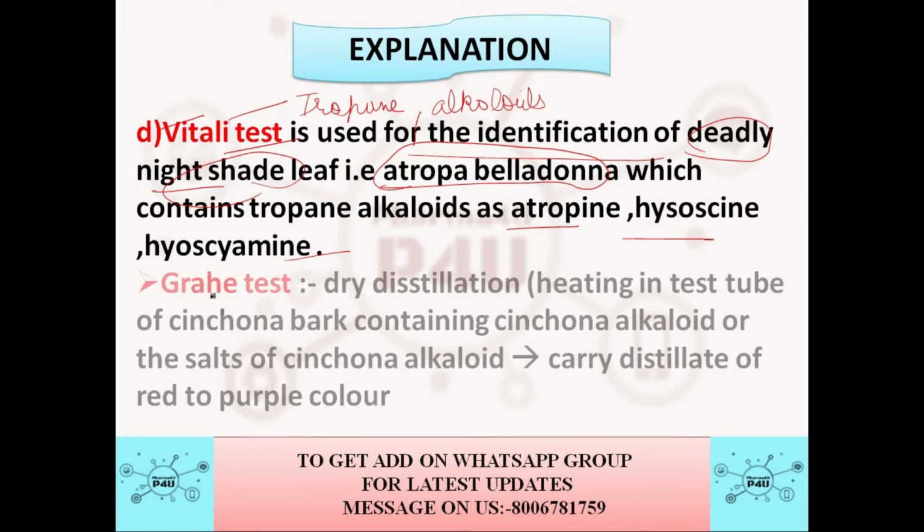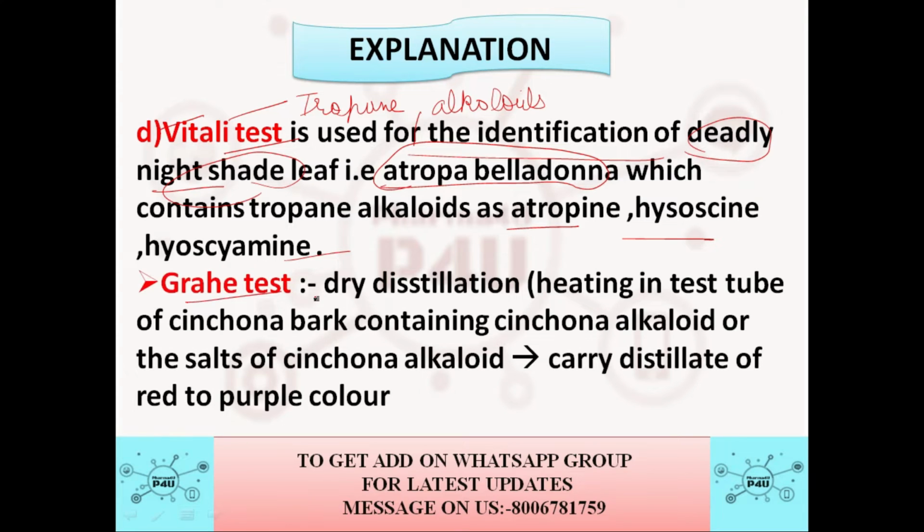Coming to the next test, what is the Gray test? The Gray test is dry distillation. In this, cinchona bark is heated in a test tube. Just note down that the Gray test is for cinchona bark containing cinchona alkaloids or the salts of cinchona alkaloids, and it carries the distillate to red to purple color. It is the result, students, that the red color changes to purple color, or a red or purple color is formed as a result. So the Vitali test is for tropane alkaloids and the Gray test is for cinchona.